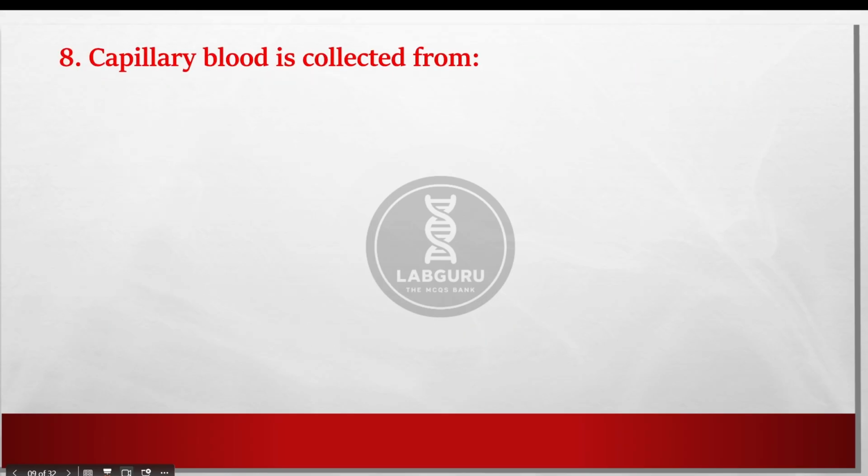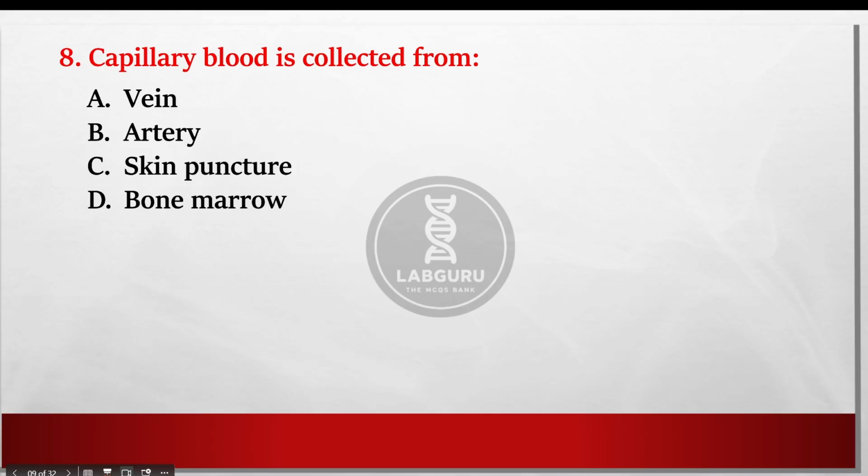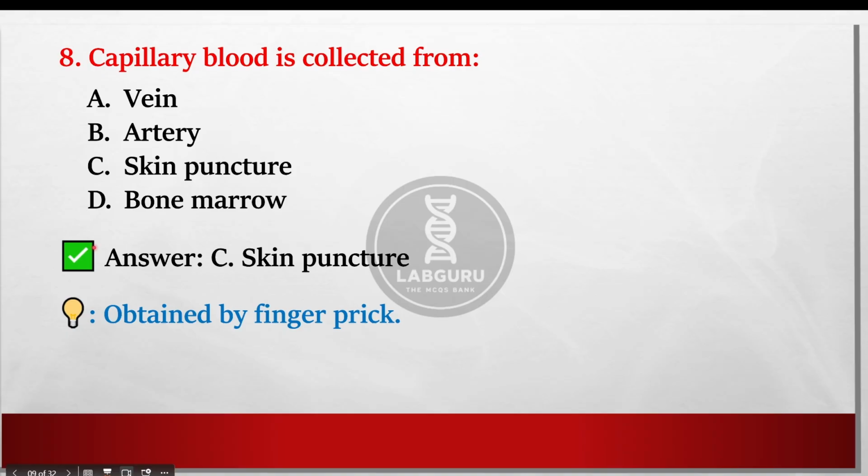Next question, capillary blood is collected from where? Option A is vein, option B is artery, option C is skin puncture, and option D is bone marrow. So we are collecting the capillary blood from skin puncture. Okay, we are collecting from skin puncture, mainly obtained by the finger prick.